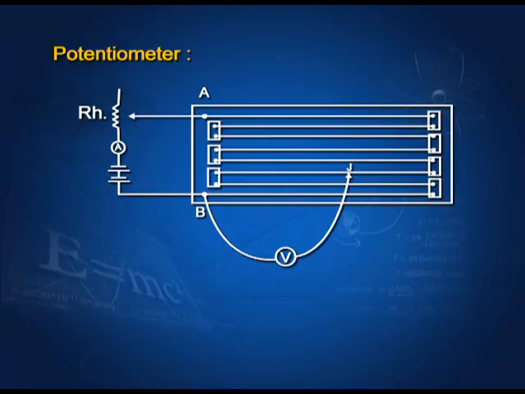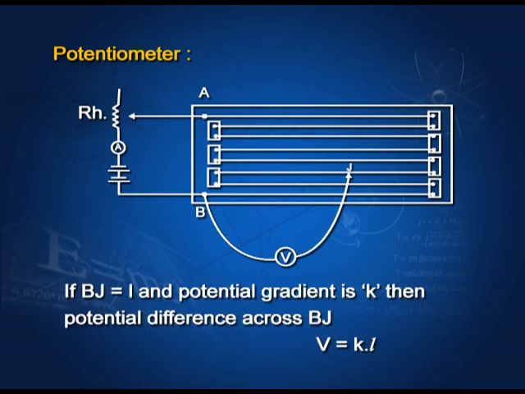Potentiometer. A potentiometer consists of a long wire bent in the form of a wooden board as shown in the diagram. Point A of the potentiometer is connected to a rheostat. Point B is connected to the positive terminal of the cell. If we have to measure the potential difference across length BJ, where BJ equals length L, then the potential difference V equals K into L, where K is the potential gradient of the wire.